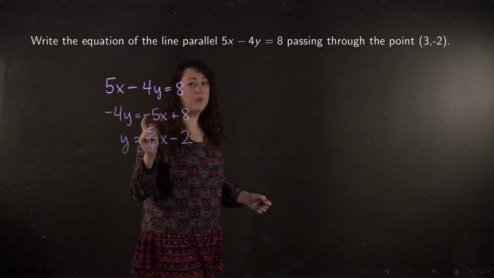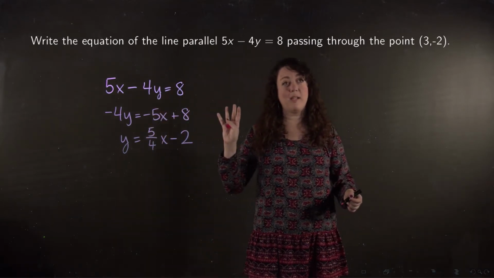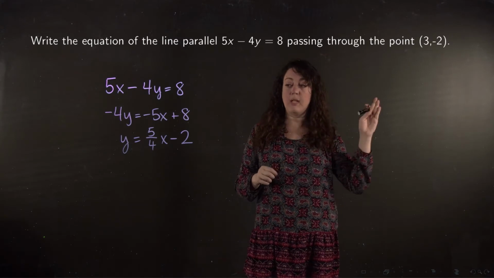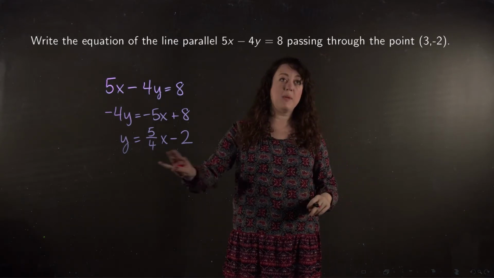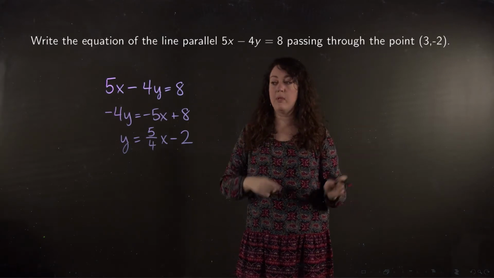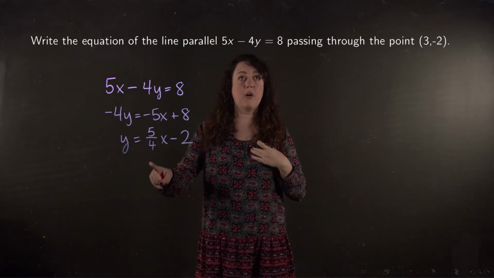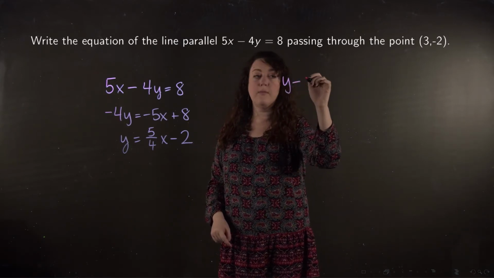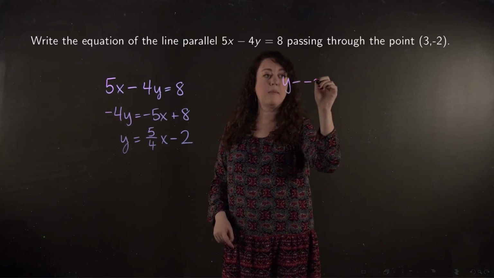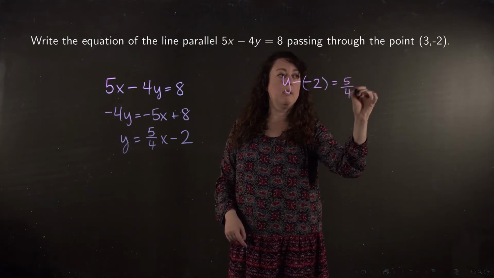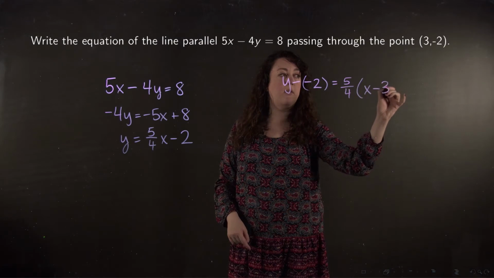They want us to find the parallel line that goes through the point 3, -2. If they're going to be parallel, they have to have the same slope, which means that we want to use 5/4 for our slope as well. So I'm going to start with point slope form, which is y minus the y value they gave me equals slope times x minus the x value they gave me.